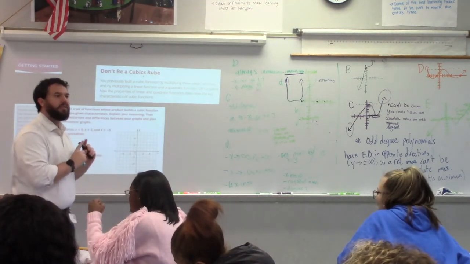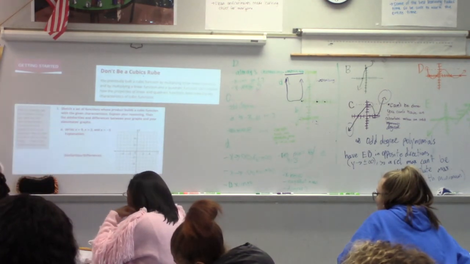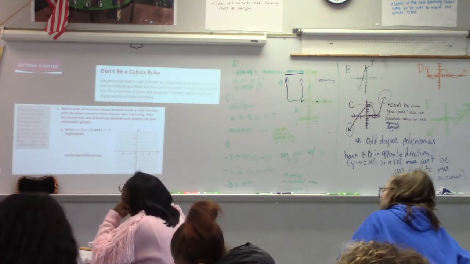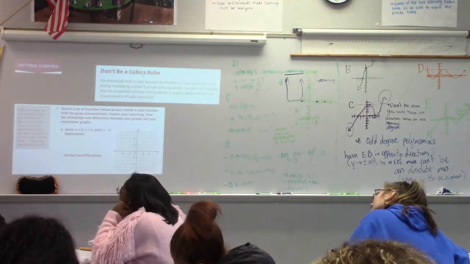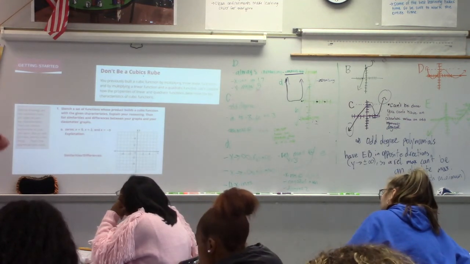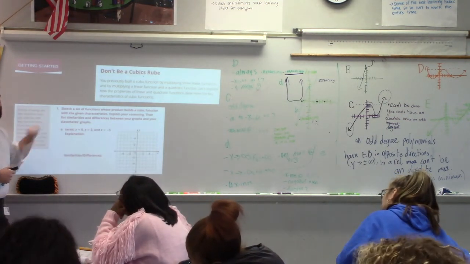So pay attention to the language of things, because if I tell you what the x-intercepts are, you could have higher multiplicities, you could have imaginary zeros, but when I tell you the zeros, those are the only options.